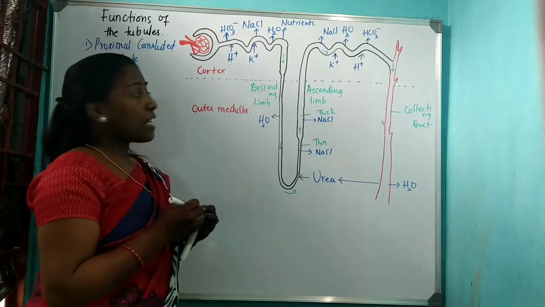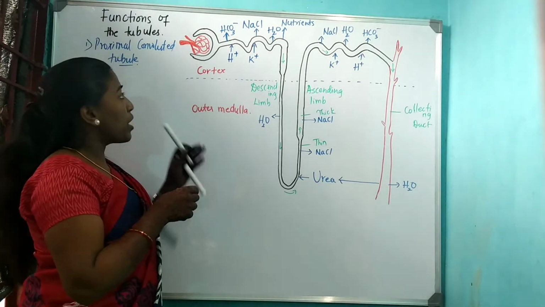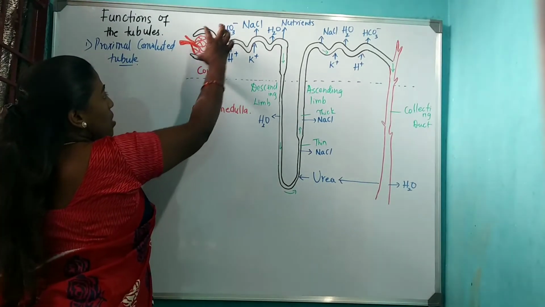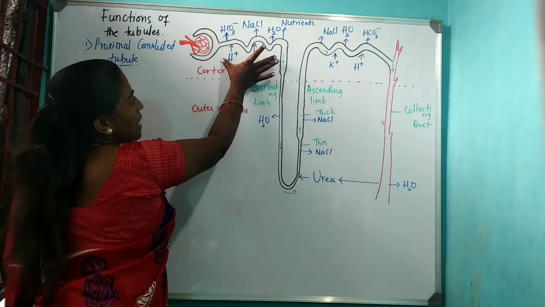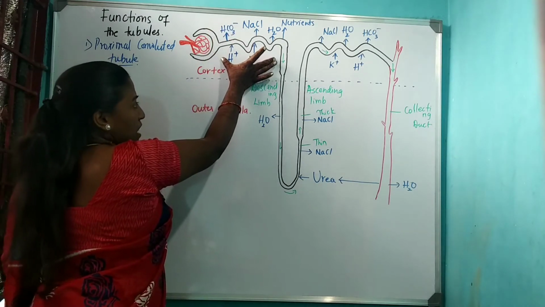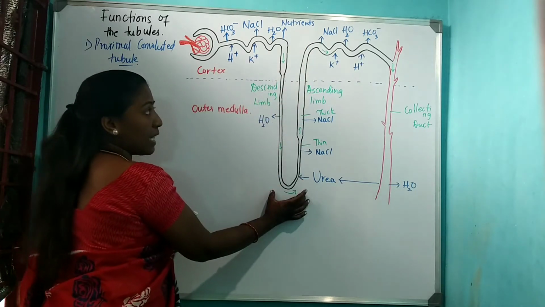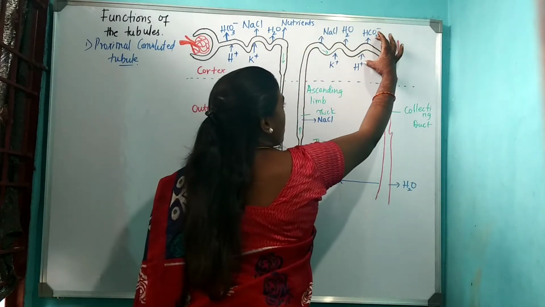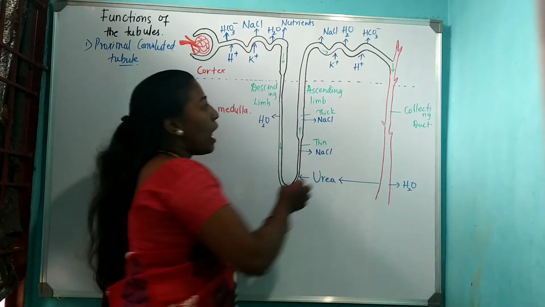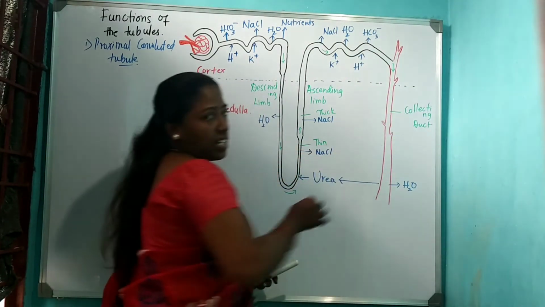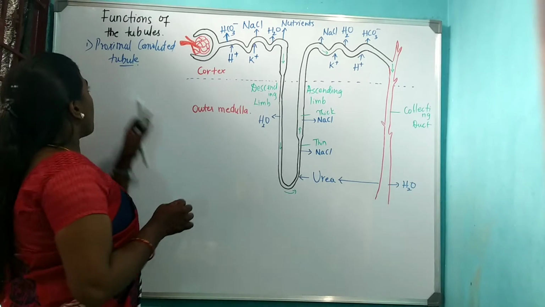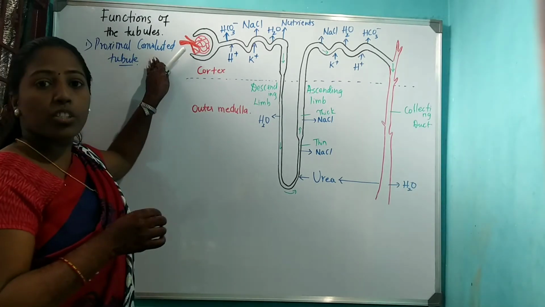As we have discussed already about the nephron, this is the glomerulus and Bowman's capsule part, and this is the PCT, that is the proximal convoluted tubule, and this U-shaped structure is the Henle's loop, and this is the DCT or distal convoluted tubule, and this part is the collecting duct. Now coming to the functions of the proximal convoluted tubule.